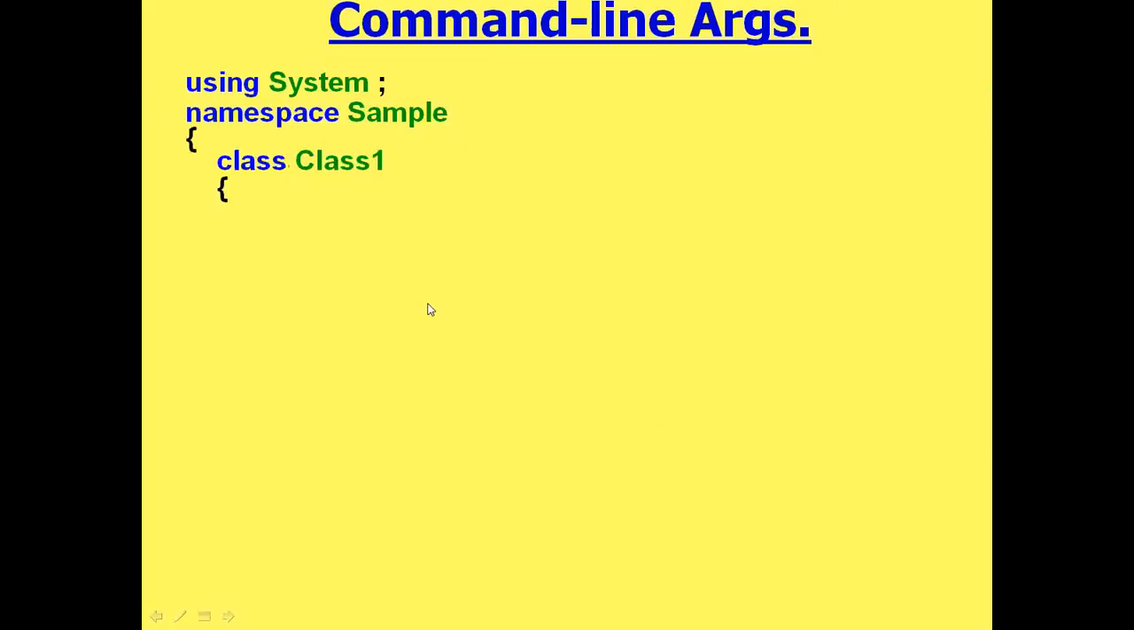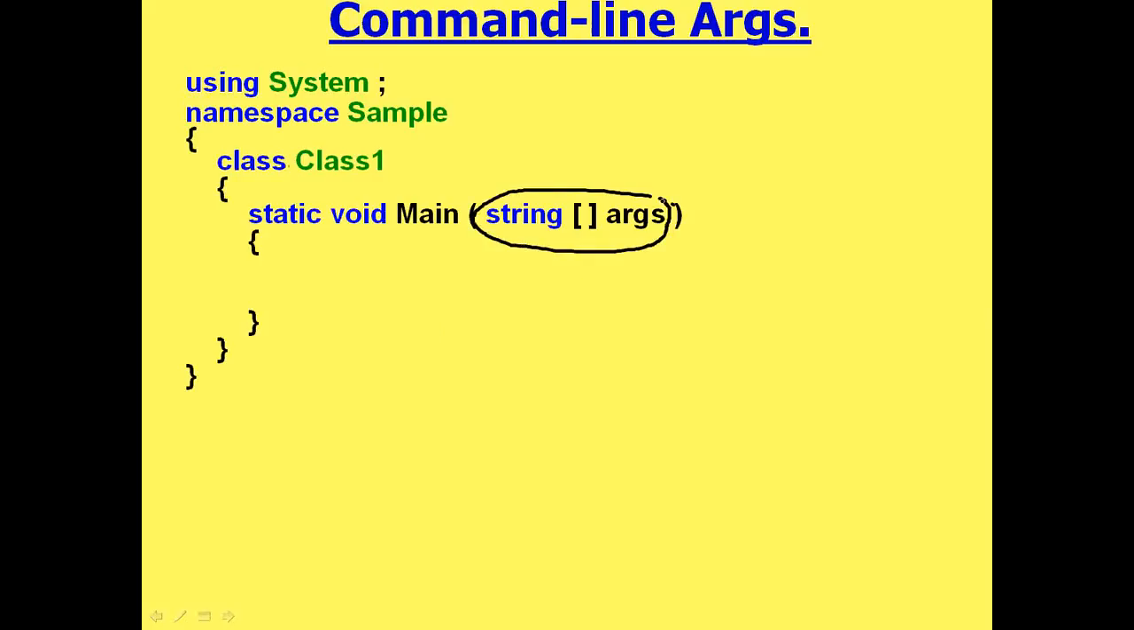Now, let me show you one more thing. If you observe carefully, within the Main you have some arguments. These arguments are called command line arguments. Here you can see square brackets, which mean array. So args is an array of type string.